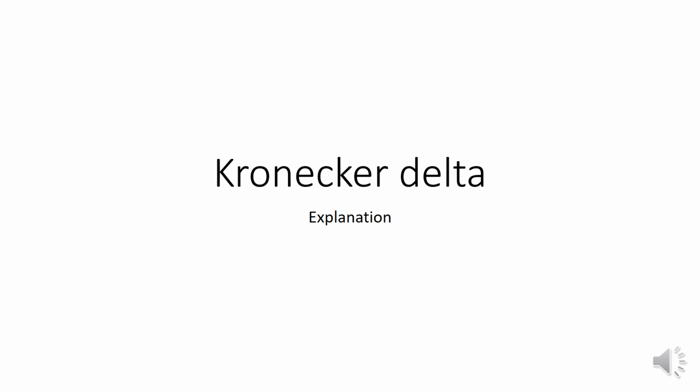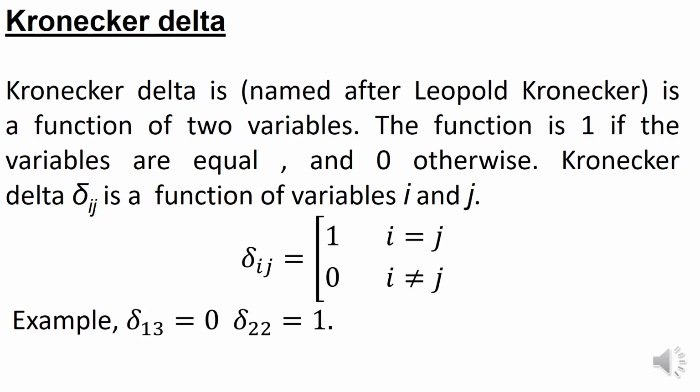This is the Kronecker delta, its explanation and some of its properties, which we will discuss. The Kronecker delta is named after Leopold Kronecker, the scientist who discovered it. This is a function of two variables. The function is one if the variables i and j are equal.